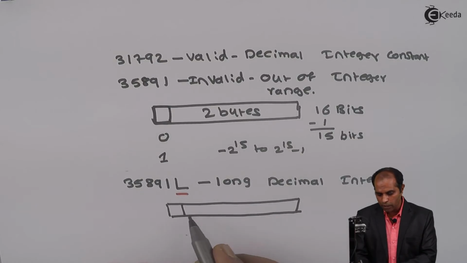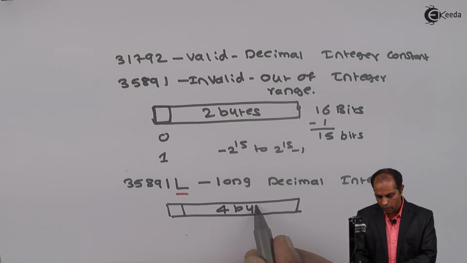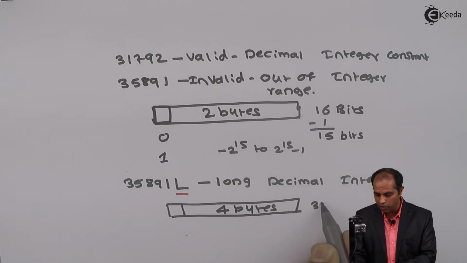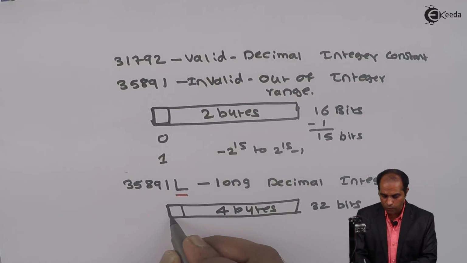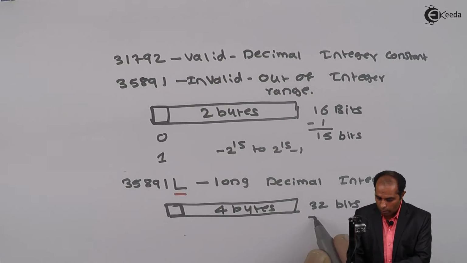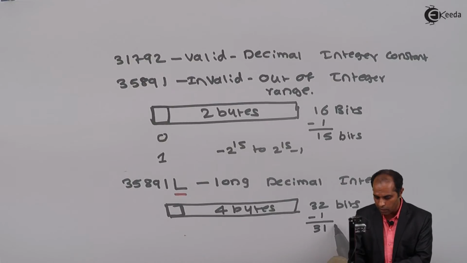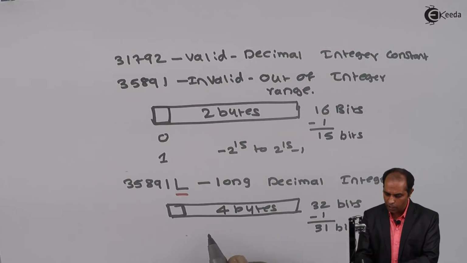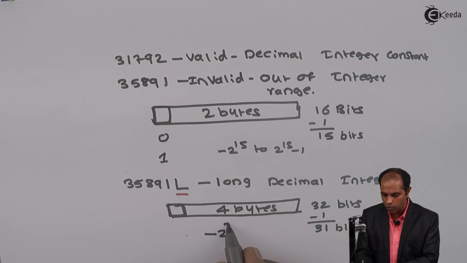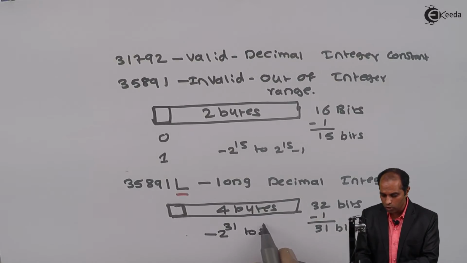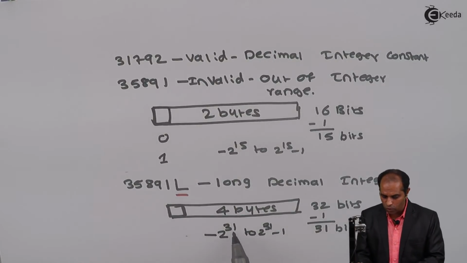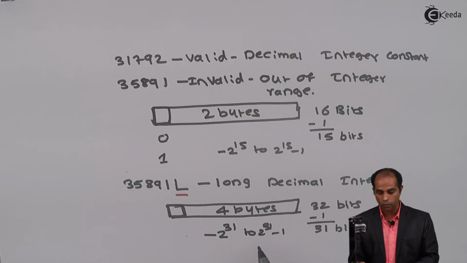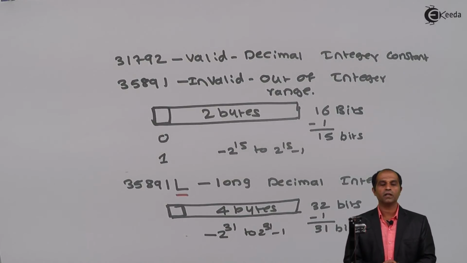Now let's assume that the memory space is 4 bytes, which means that it is going to be 32 bits. Of which 1 bit is given for sign. So minus 1, I am left with how many bits? 31 bits. So the range which I can describe at this place is minus 2 raised to 31 to 2 raised to 31 minus 1. So definitely, when I say 2 raised to 31 to 2 raised to 31 minus 1 with negative and positive limits, 35891 is well within the limits of that particular number.